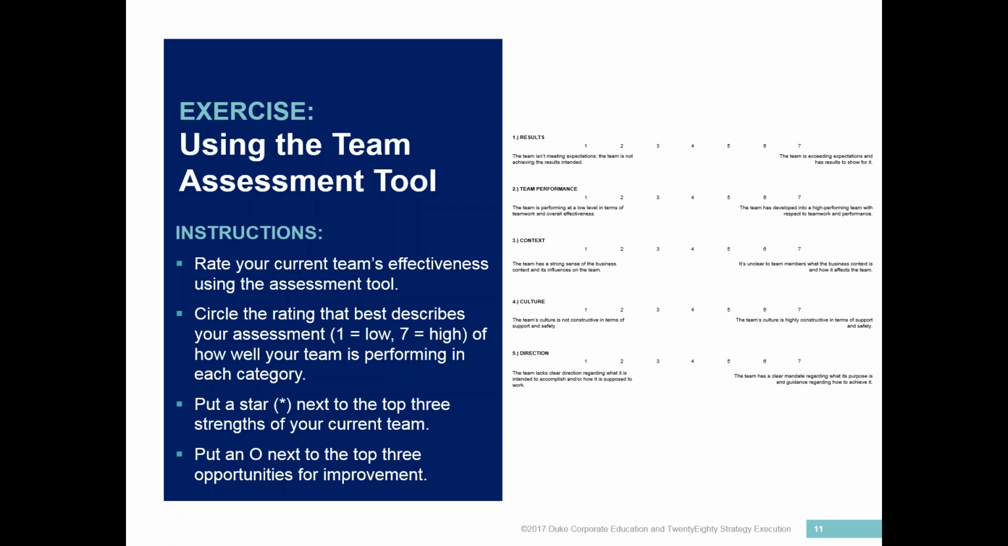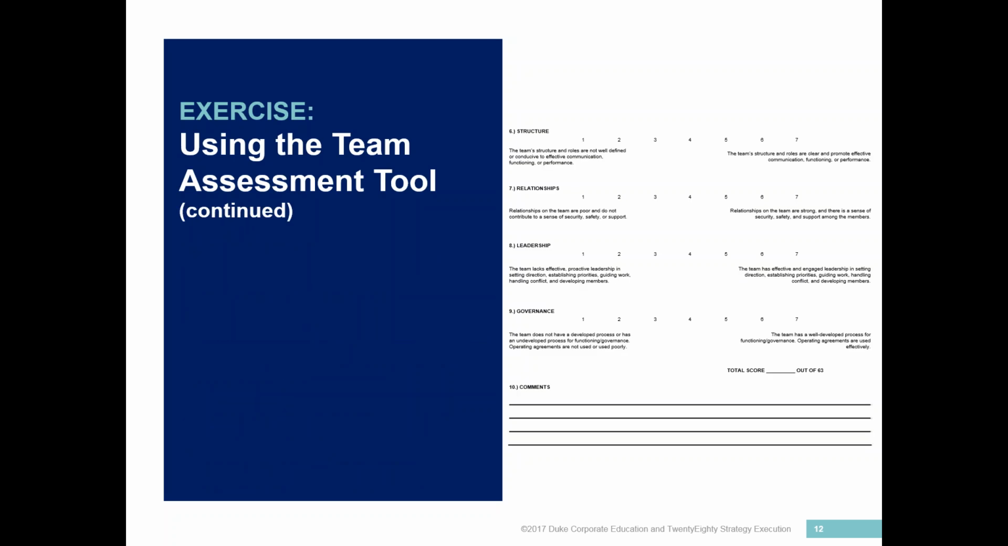The 9 dimensions also happen to mirror the units within the course itself. So there's a dimension around team results, there's a dimension around team performance, a dimension around the team context, a dimension around team culture, team direction, also around team structure. There's a dimension around the relationships within the team. There's also a dimension around the leadership attributes within the team. And then finally, a dimension around team governance.